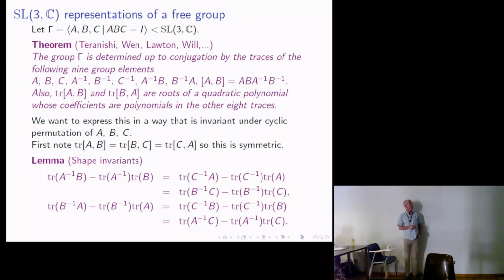Remember now that there is no relation between the trace and the trace of the inverse. We have the commutator, which is nice, and then we have this A inverse B and B inverse A. Right, what's the problem here? We have 9 traces, we have dimension 8, so there should be some relation. What is the relation? Well, the relation is that the trace of the commutator and the trace of the commutator the other way around are roots of a quadratic polynomial whose coefficients are polynomials in the other 8 traces.